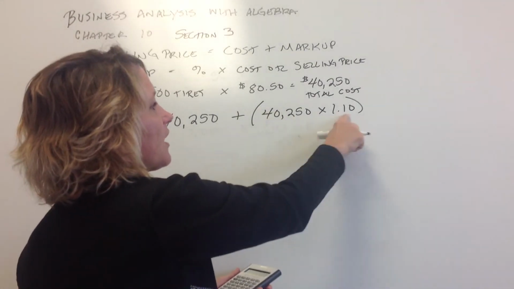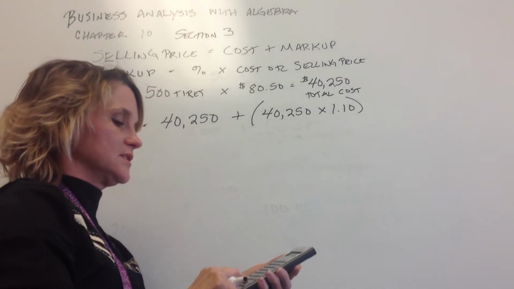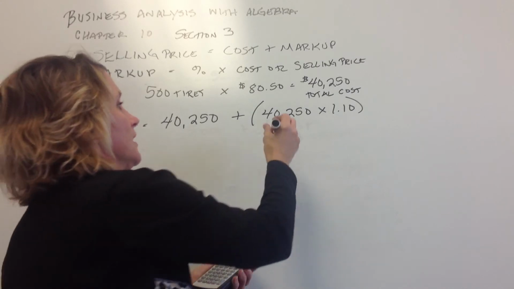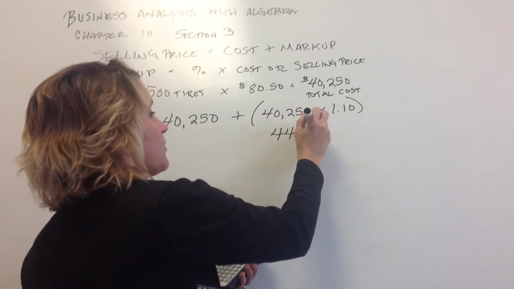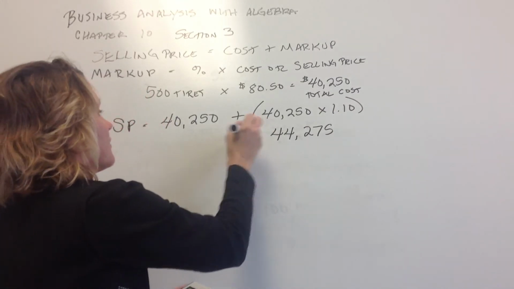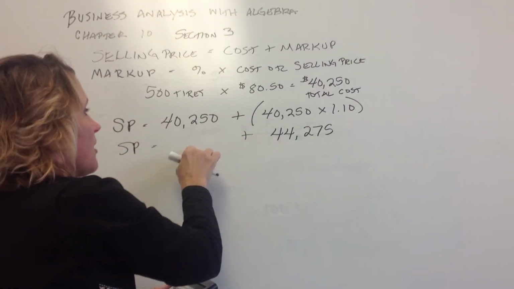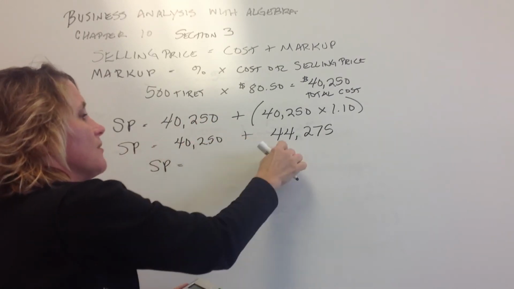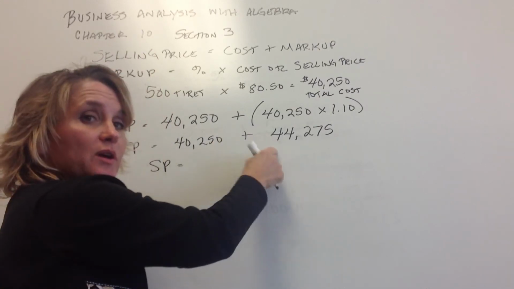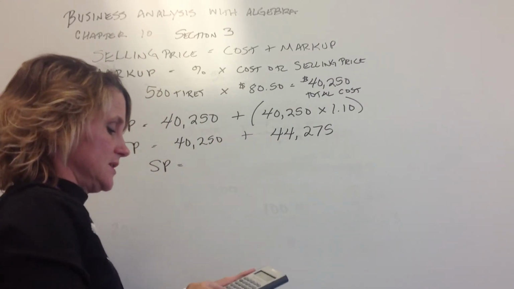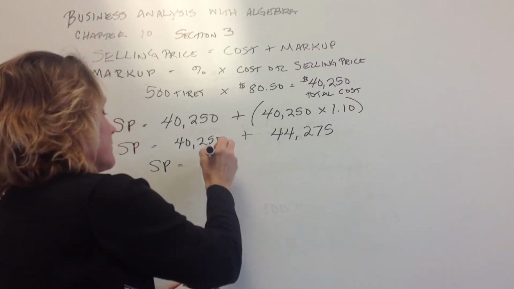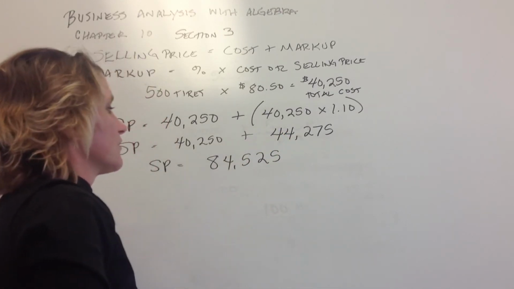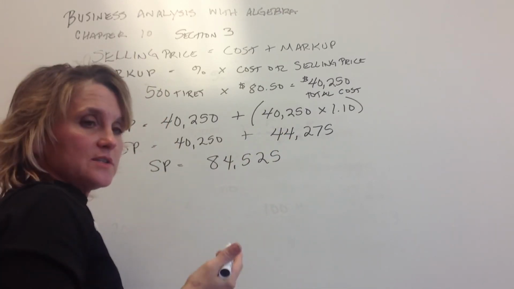So if I multiply what I've got going on here in the parentheses first, 40,250 times 1.1 gives me a markup of $44,275. But then that's just my markup. I still have to remember to go back and add my cost. So even though my markup is very high, my markup is actually more than cost, I still want to cover both markup and cost. So I need to add those together. So $84,525 is going to be my selling price that I want to have.